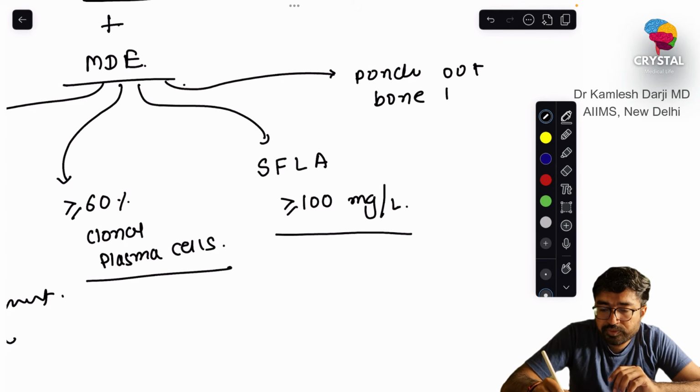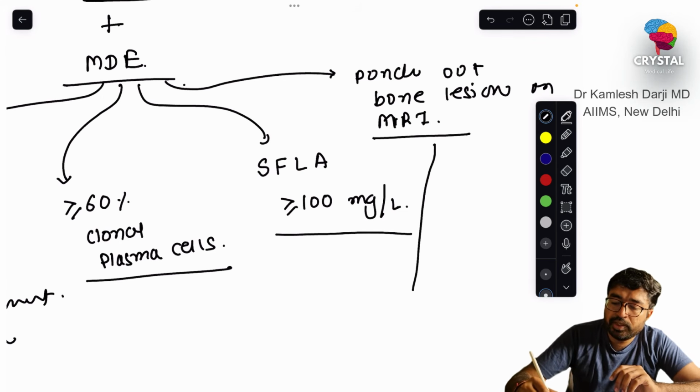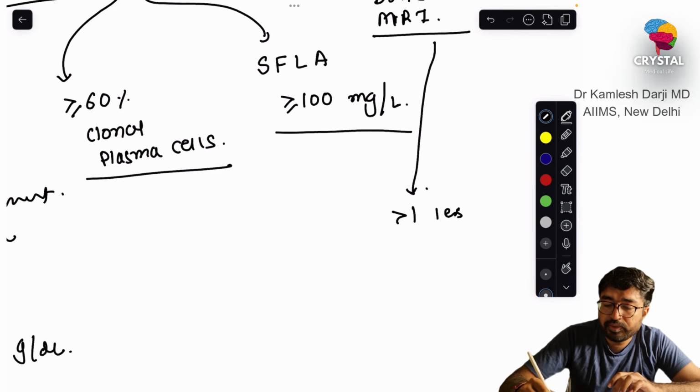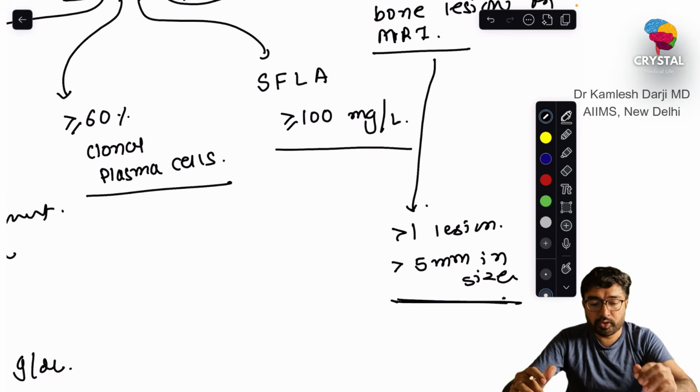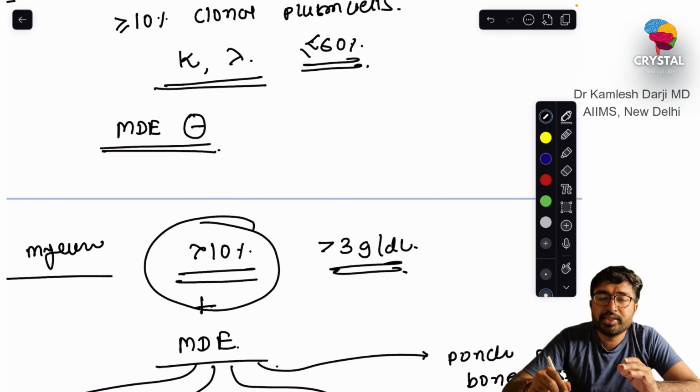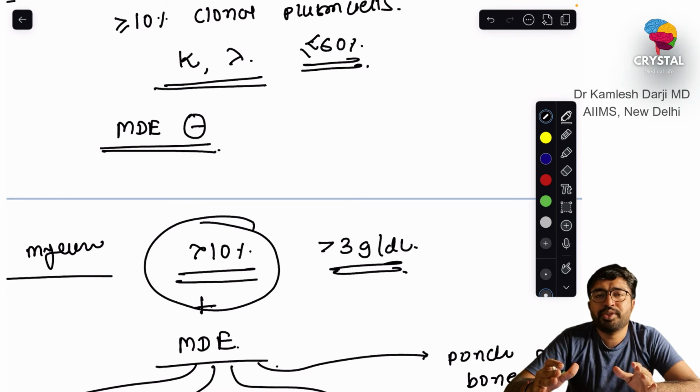Last myeloma defining event is your punch out bone lesion on MRI scan, and here it should be more than one lesion and it should be more than 5 mm in size. Okay. In this, the common criteria is the more than 10% of clonal plasma cells in bone marrow. So bone marrow biopsy is a must for this.